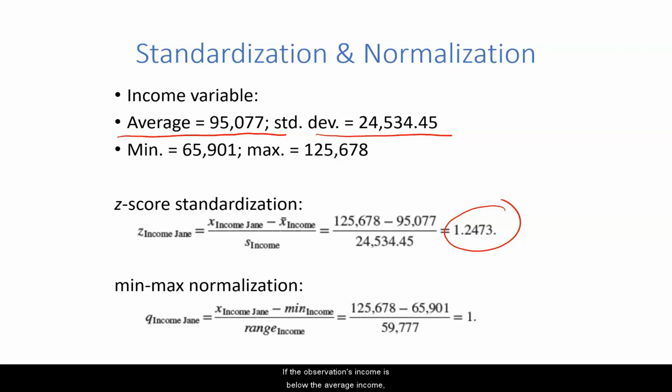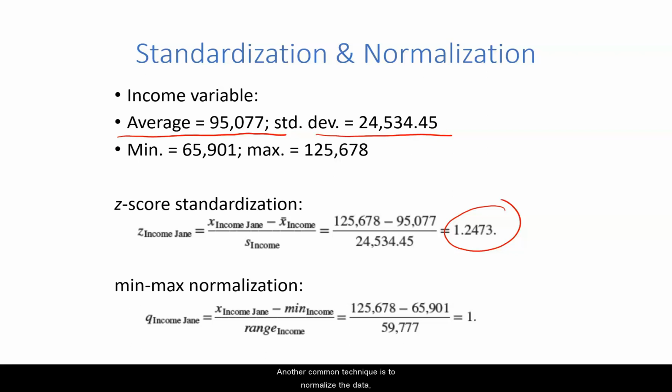If the observation's income is below the average income, then the z-score would be a negative number, showing how many standard deviations the income is below the average. As you can see here, if we convert all values into z-scores, the data will no longer reflect the scale used to measure the variables anymore.